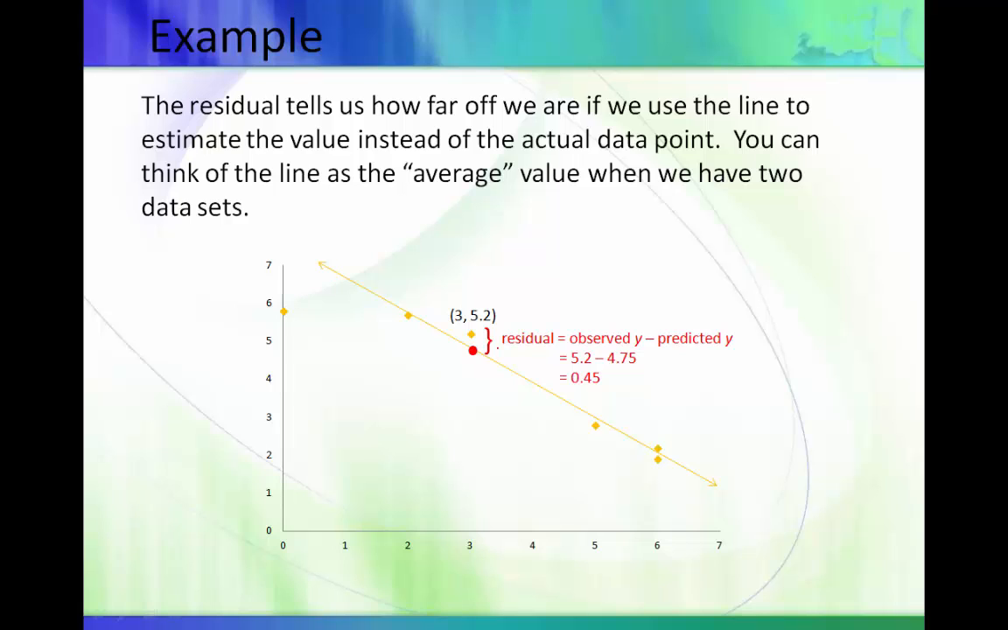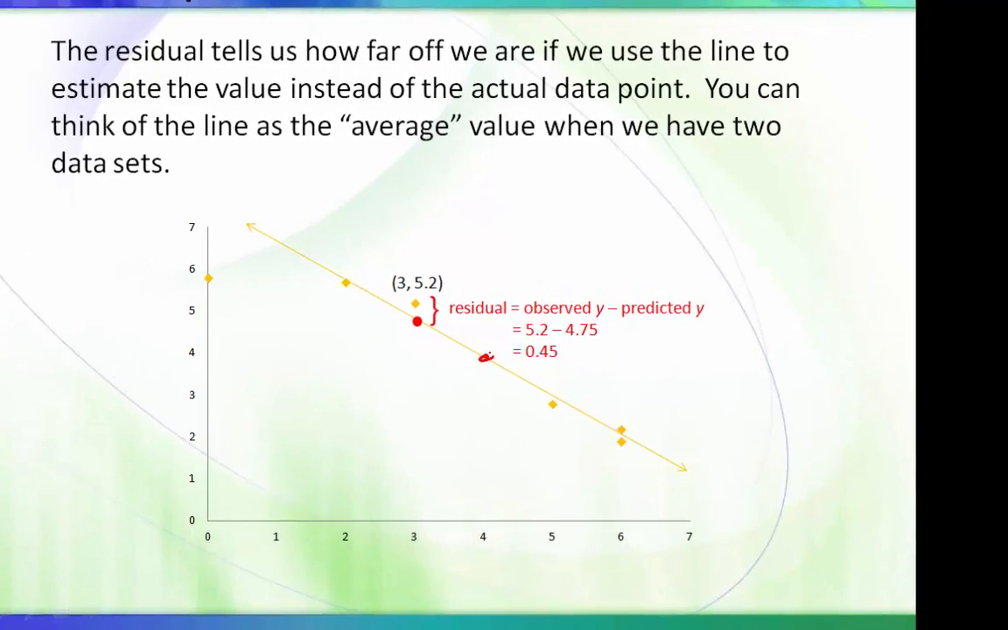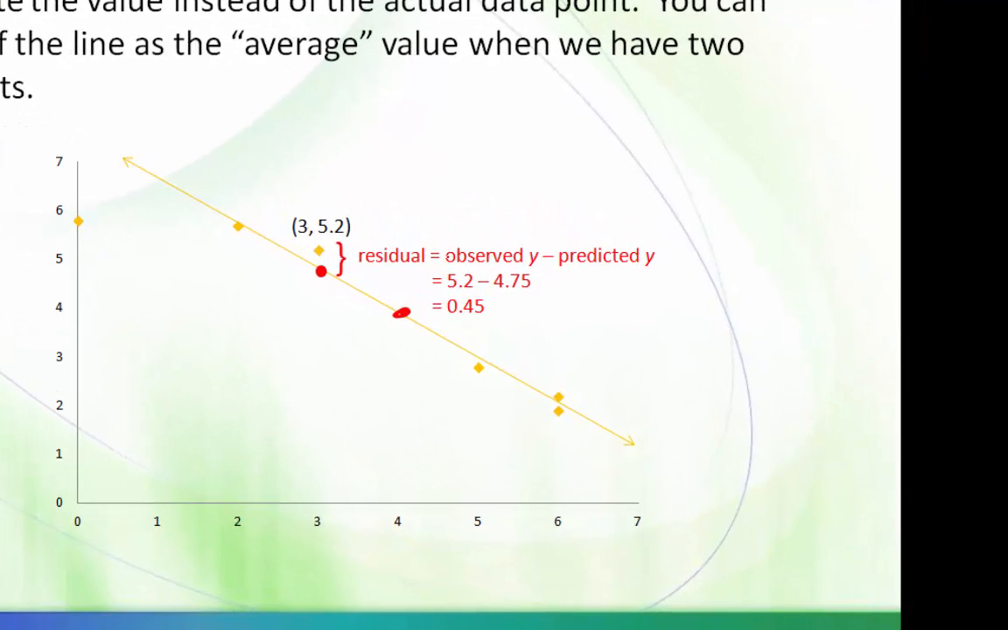The residual tells us how far off we are if we use the line to estimate the value instead of the actual data point. You can think of the line as the average value when we have two data sets. Now obviously we don't need to predict where we already have collected data, but we might want to make a prediction. Say from this data it doesn't look like we had a data value at 4, so we could use this line to predict what we think would happen at 4 based on this relationship.